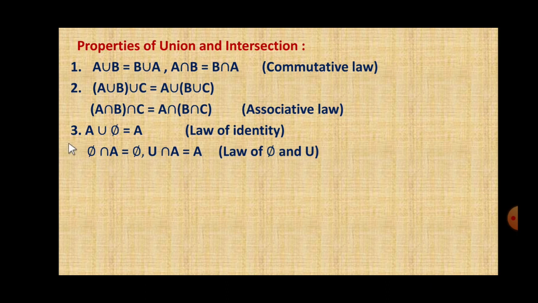Next, phi intersection A, null set or empty set intersection with A. So here intersection means common elements. So there is no common element in these two terms, we get the null set. Next, similarly, universal set intersection with A equal to A, because A is always a subset of the universal set. So here universal set intersection with A is always A. So this term we call the law of empty set or law of universal set.